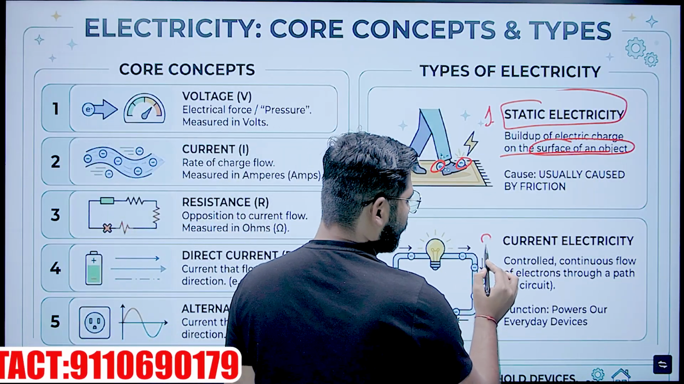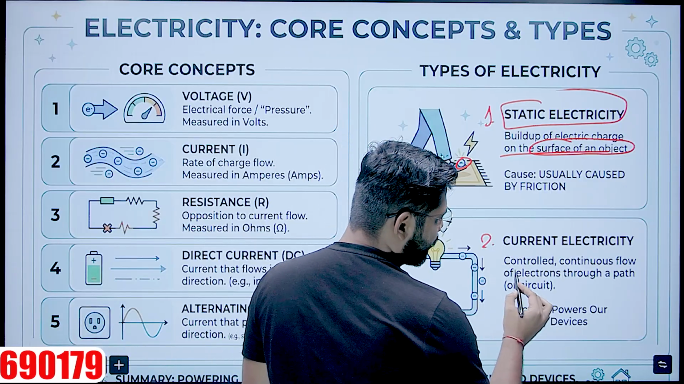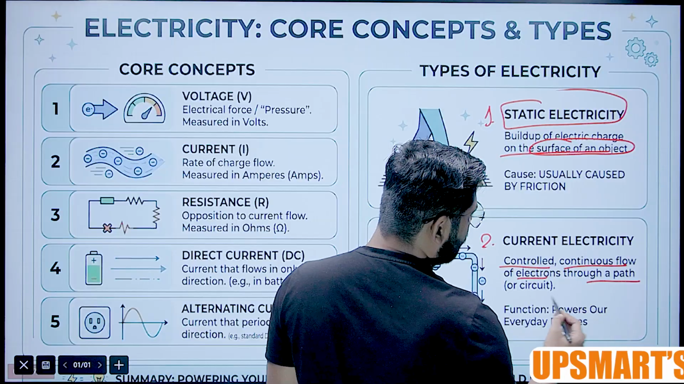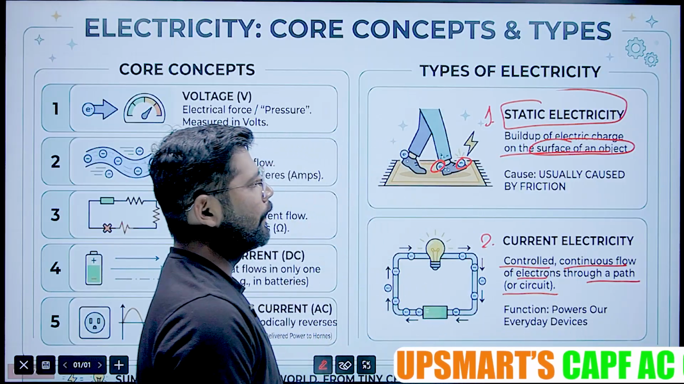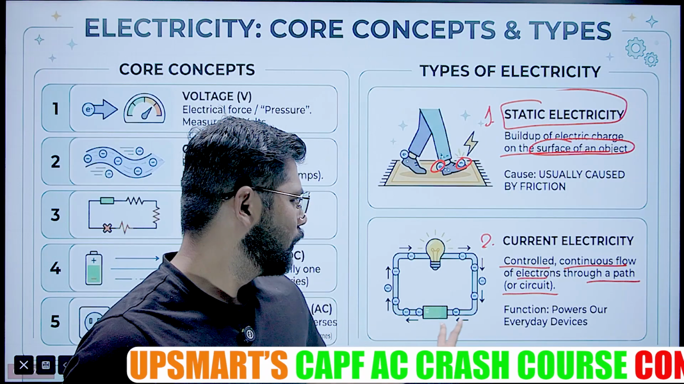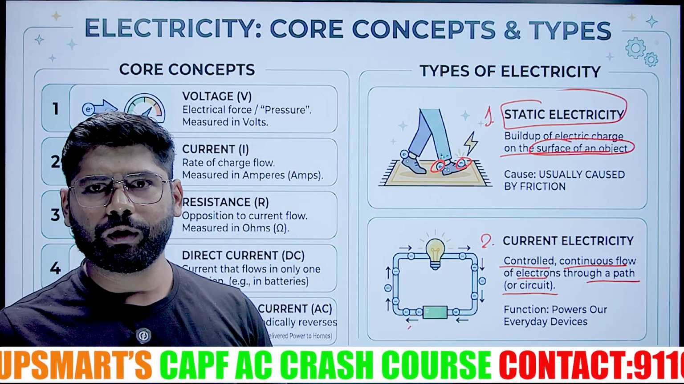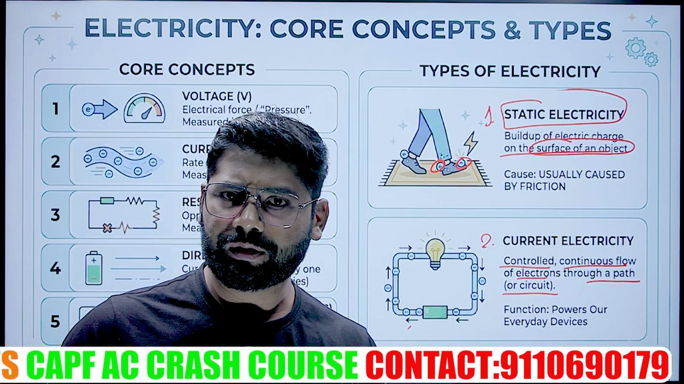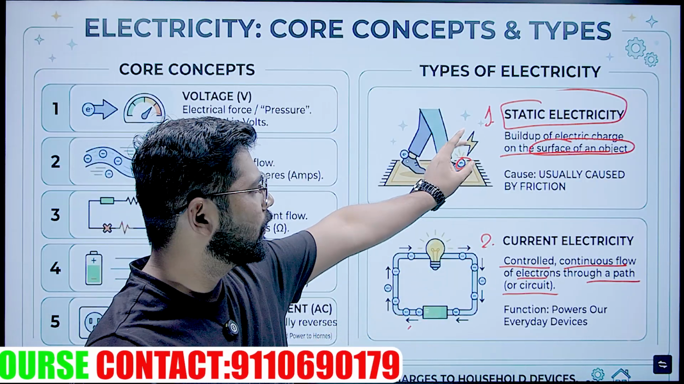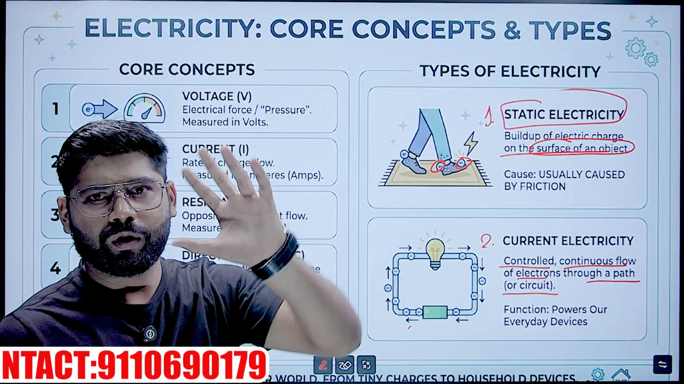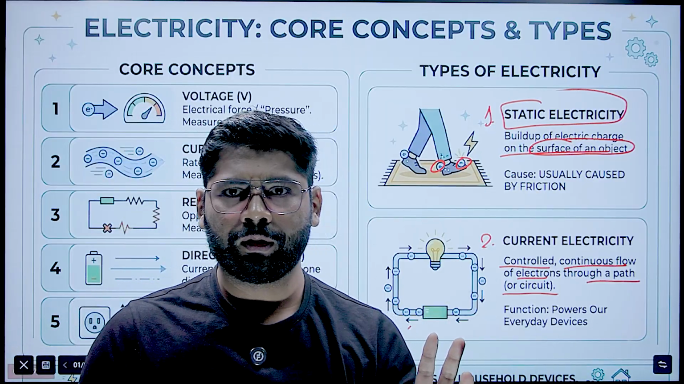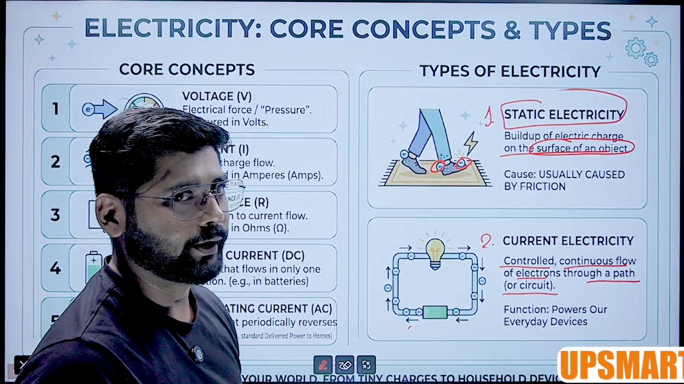Second is current electricity. When it comes to current electricity, what is it? It is the controlled and continuous flow of electrons throughout the path within the circuit. Based on current electricity we build our power, and to power all our electronic appliances we use current electricity. Static means it is just some movement, and we cannot take it within the electric circuit. That is static electricity.